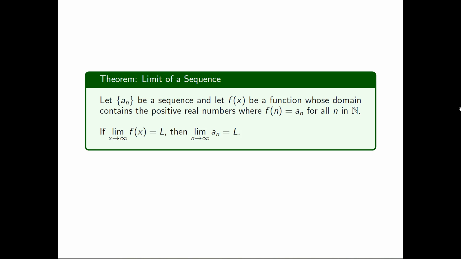When we were finding horizontal asymptotes of functions, taking x going to infinity, we already kind of know how to do that, and we have a few rules and tricks for that. So if we can use these functions, then we should be able to find the limit of sequences when the sequence looks like the function.